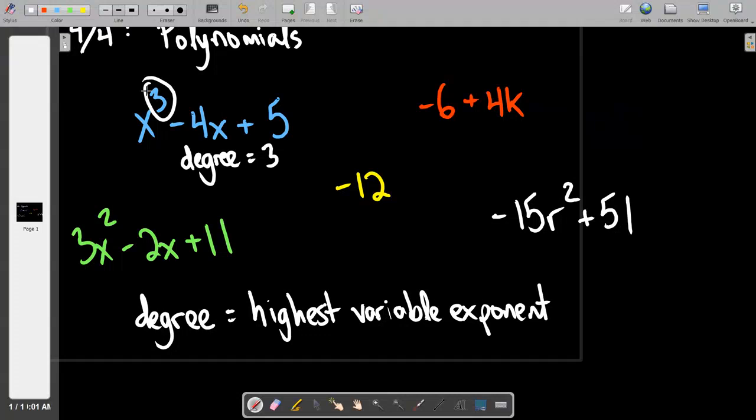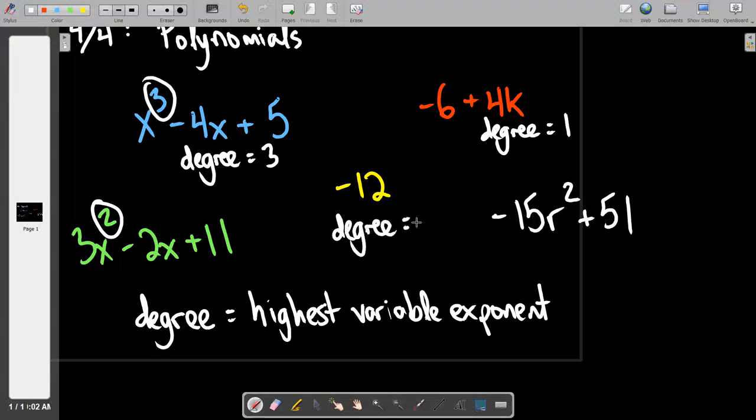Okay, how about this red one? What's his degree? It's 1, because it's 4k to the power of an invisible 1. We've talked about that he's there. We just don't necessarily want to see him. How about the green guy down here? His degree is 2. Very good. How about the yellow guy? What's his degree? 0. It is 0.